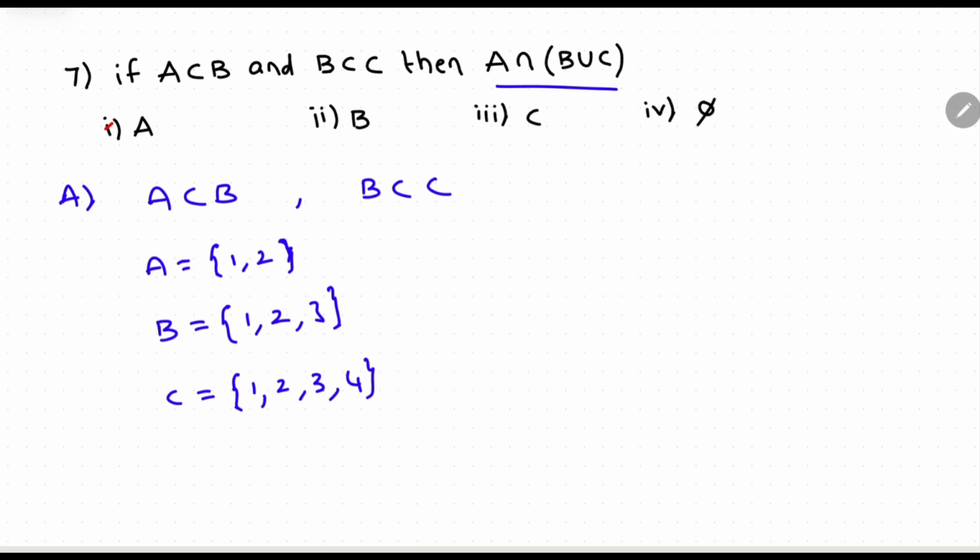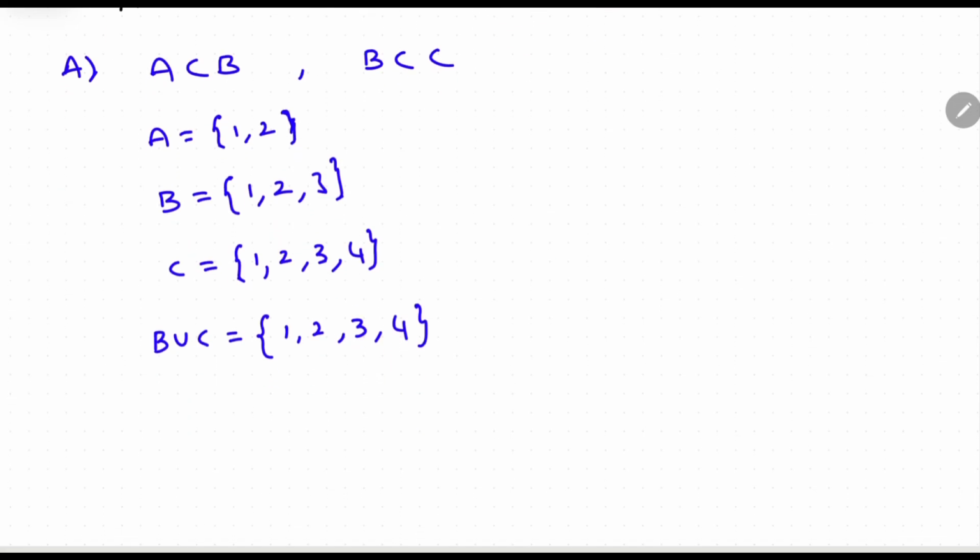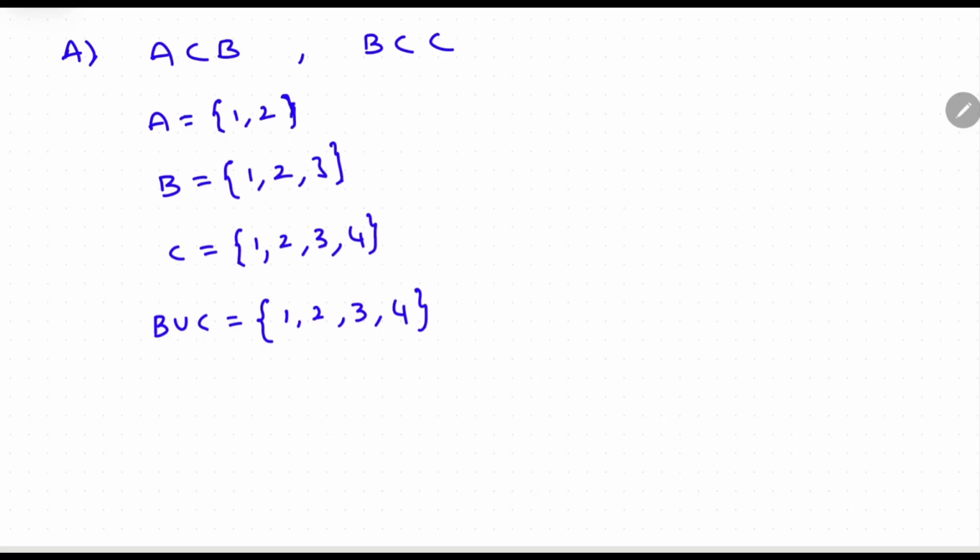Now, what is B union C? So B union C will be combining B and C. If we combine B and C, we will get 1, 2, 3, 4. So these are the elements which are combined together. So B union C will be C. Okay.